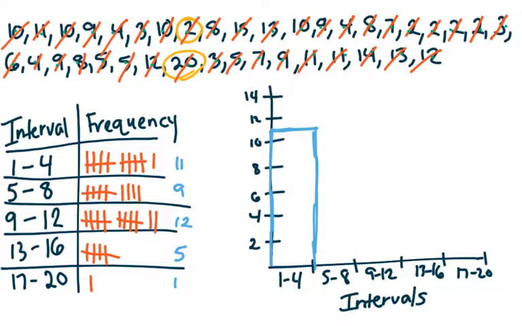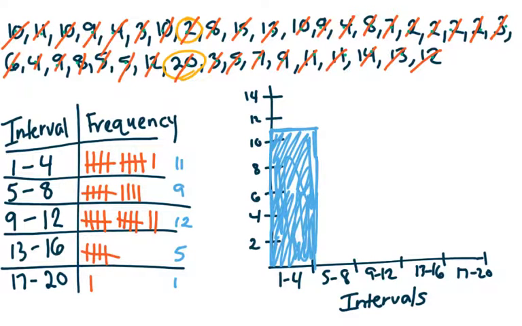The bar takes up the entire bit of the frequency, and that's okay. In fact, that's how it's supposed to go. You're not supposed to have spaces in a histogram. That's part of what makes it different than a bar graph. It's trying to demonstrate what we call continuous data.